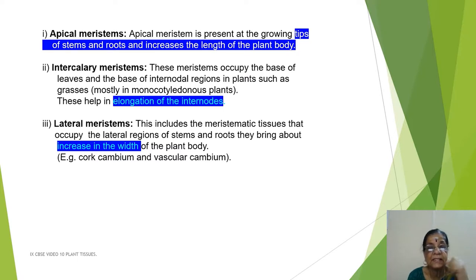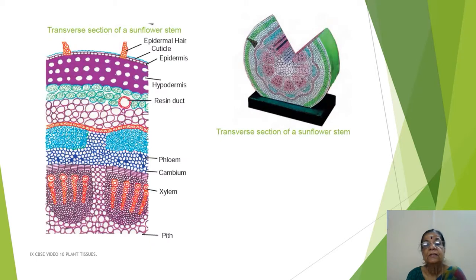I will explain what that is in the next diagram. They are cork cambium and vascular cambium, the same as what you saw in the previous slide. Here I have highlighted the points, mainly the functions. I hope you understand. The next one is the diagram showing the transverse section of sunflower stem.